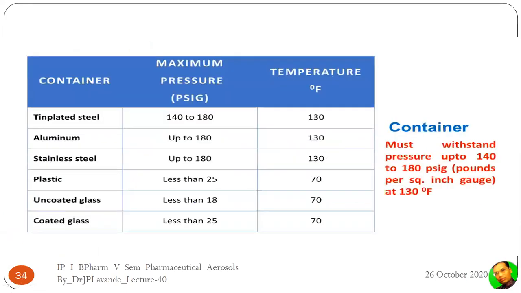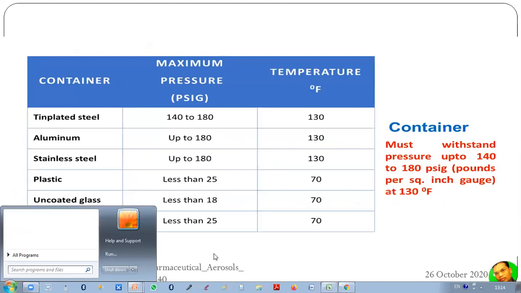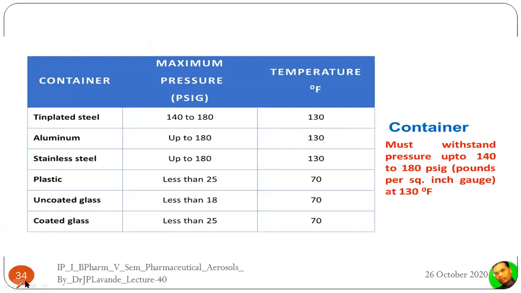As far as containers are concerned, in case of aerosols what is required is that they must withstand a pressure of 140 to 180 psig. Psig stands for pounds per square inch gauge, and that too at 130 degrees Celsius. Now, comparing to this, there are different types of containers. As you can see, there is tin plated steel, aluminum steel, stainless steel, plastic, uncoated glass, and coated glass.